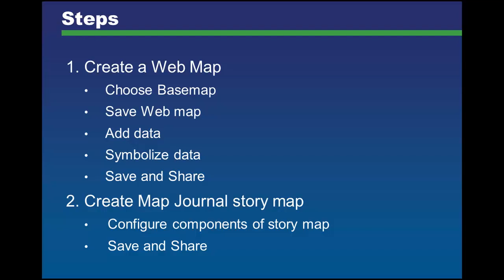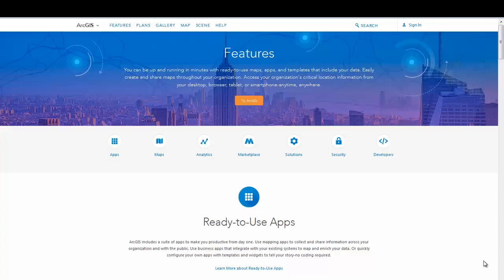Second, create your map journal story map. Here you will configure the components of your story map. This includes adding text, images, videos, and maps to your story map. Once you're done, click Save and share your story map. Let's get started. To begin this tutorial, start by setting up your web map and saving it. It's important to save your work throughout this tutorial.